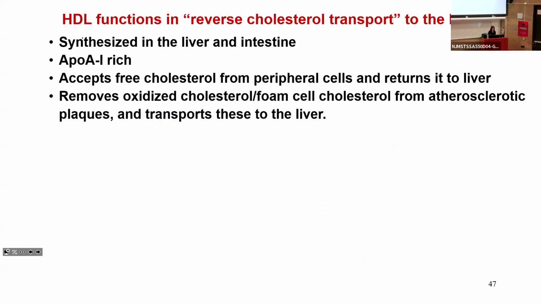And so, as I said before, HDL is considered a good cholesterol because it can operate in the reverse. It gets synthesized in the liver and intestine. It's ApoA1 rich. It accepts free cholesterol from peripheral cells and returns it to the liver. So it can actively take up cholesterol from cell membranes, from other particles, and remove, let's say, that oxidized cholesterol that's going to trigger the immune system.